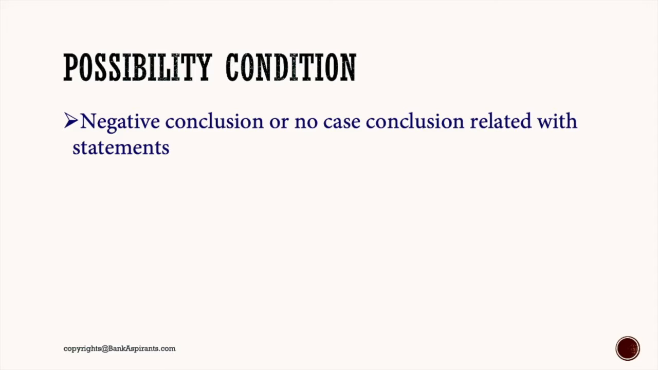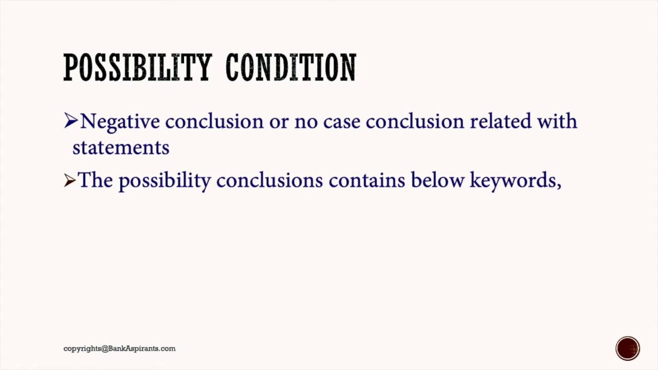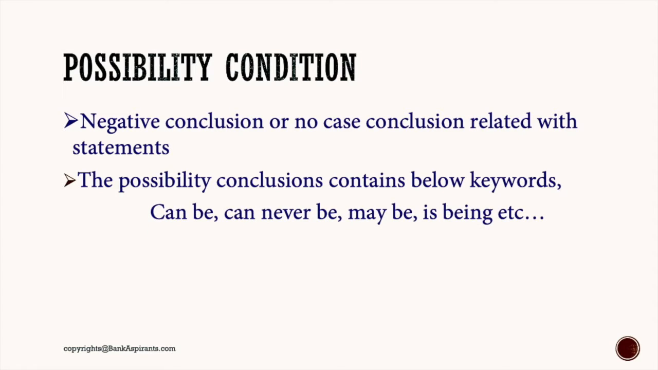That may not be real, but that may be an assumption. So those conditions are called possibility conditions. The possibility conclusions contain some keywords. So what are the keywords? Can be, can never be, may be, is be. These 4 keywords are related to possibility conclusions. If you are given conclusions following these keywords, then it is a possibility conclusion.